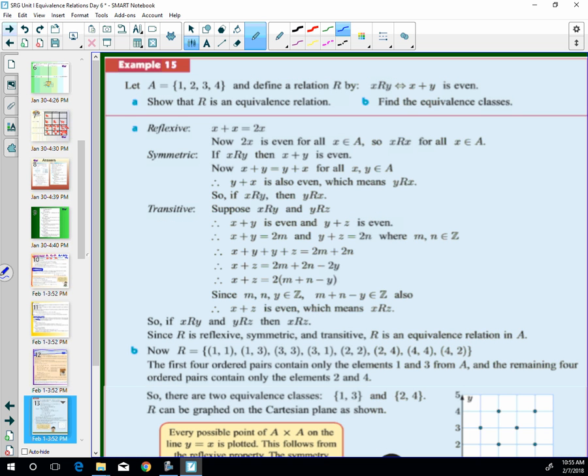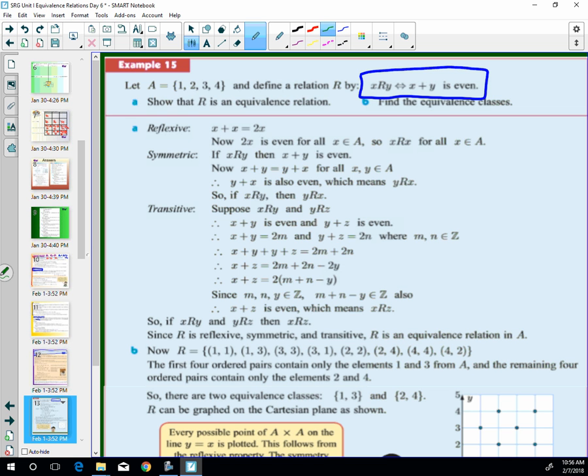but it's not super impactful. Let's go to example 15, and would you please underline and take notes on this, because this one I thought was the most helpful. Let A equal {1, 2, 3, 4}, with the relation X R Y defined so that X plus Y is always even. So X plus Y is always even when you relate X R Y. Show that R is an equivalence relation, and then find the equivalence classes.